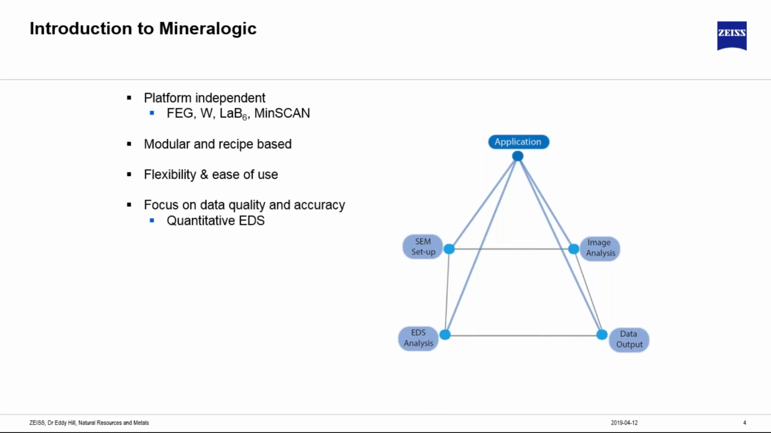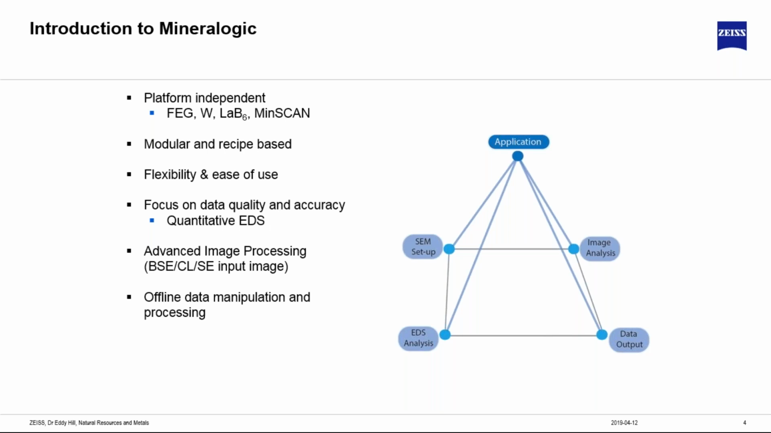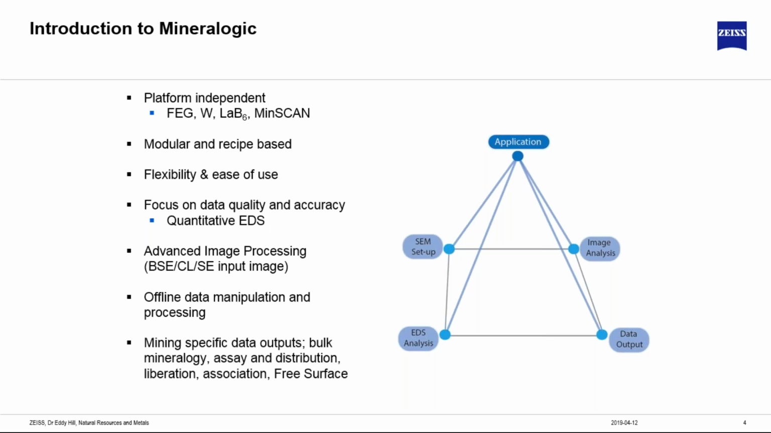We focus on data quality and accuracy. It's very important to us. And for this reason, we use quantitative EDS rather than, say, spectral matching for the classifications. It contains a full image processing library, and we can use any input image from any of the detectors on the microscope, be it the backscatter electron detector, cathodoluminescence, secondary electron detector, or any other detector you may have mounted. And of course, we provide a system for offline data manipulation and processing. You don't have to do everything at the microscope during the analysis itself.